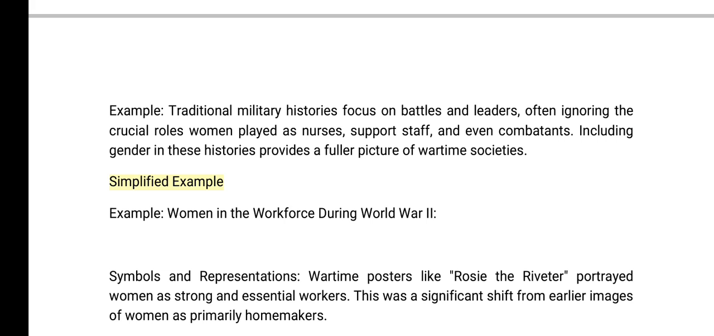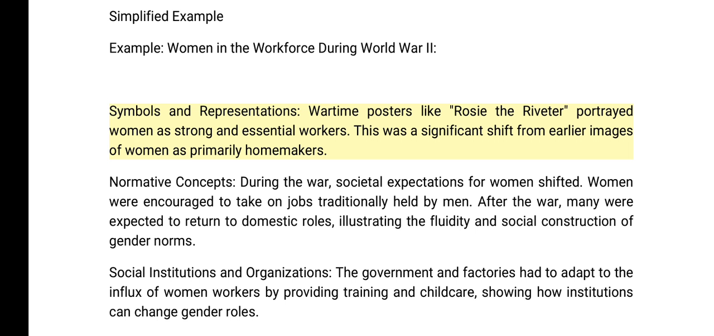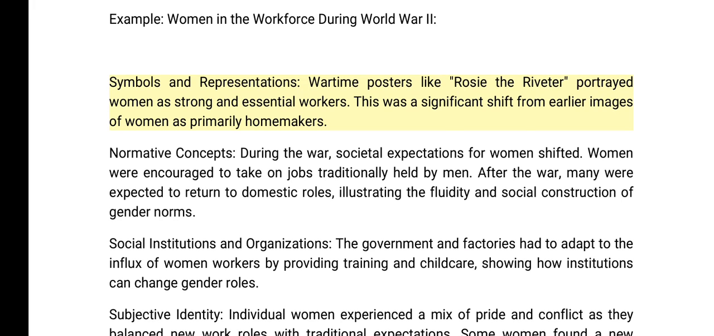Simplified example: women in the workforce during World War II. Symbols and representation: wartime posters like Rosie the Riveter portrayed women as strong and essential workers. This was a significant shift from earlier images of women as primarily homemakers. Normative concepts: during the war, societal expectations for women shifted. Women were encouraged to take on jobs traditionally held by men. After the war, many were expected to return to domestic roles, illustrating the fluidity and social construction of gender norms.